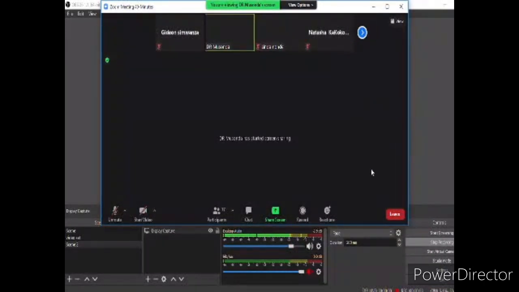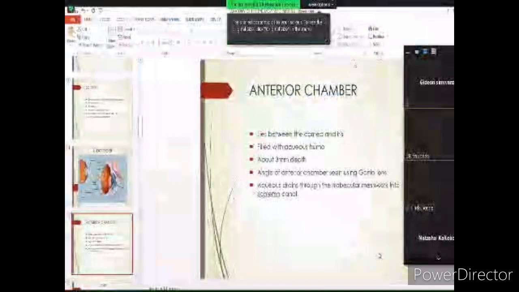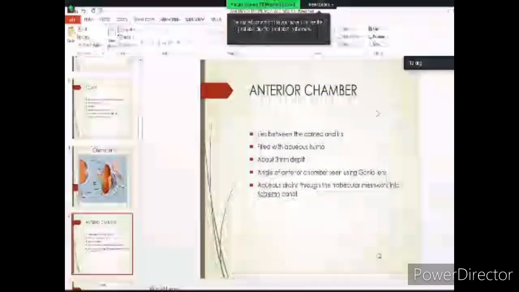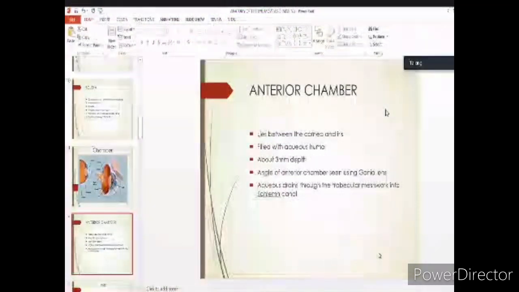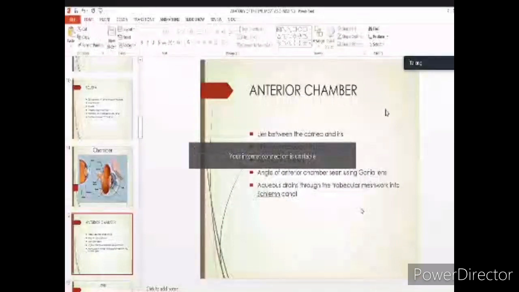It's filled with the fluid called the aqueous humor, and it's about 3 millimeters deep. That angle, it's actually lower than that. And of course, you can visualize the angle of the anterior chamber when you use what we call a gonio lens.